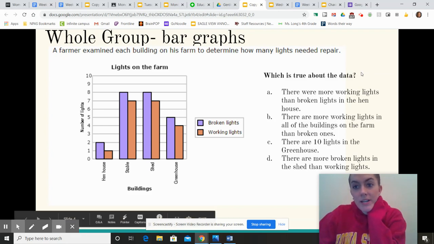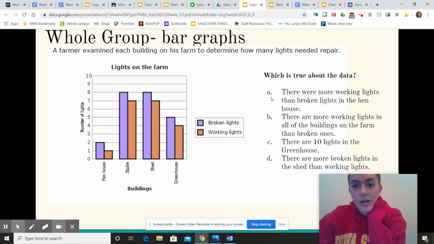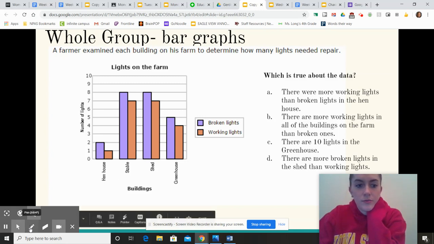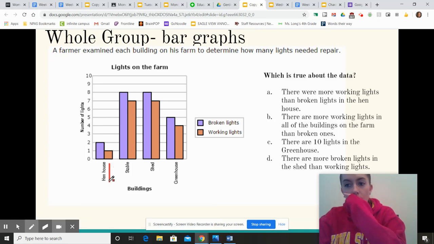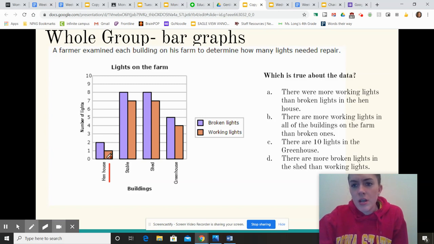So now I'm going to look at which one is true about this data. Just like I did with the table, I'm going to do the same thing with the bar graph. There were more working lights than broken lights in the hen house. So I'm going to look right at the hen house. It says there were more working lights, which is orange, than broken lights. Are there more working than broken? Nope. So cross that out. B says there are more working lights in all of the buildings on the farm than broken ones. Well, right away I can see there are definitely less working lights than broken ones. There's more broken ones in all of these than working. So that is wrong as well.